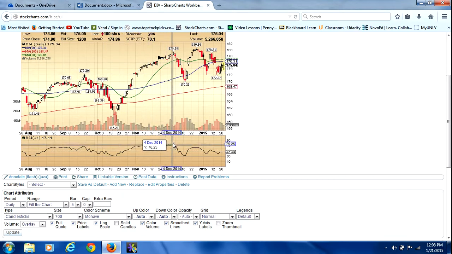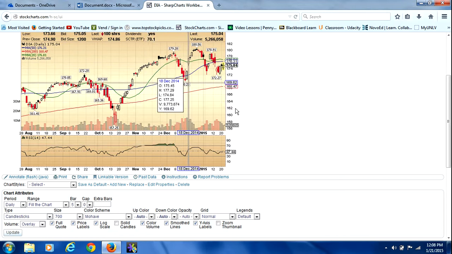All the way over here, you can see stockcharts is nice. It labels it clearly when it gets really overbought, and that's exactly where it was. Began to curl down sharply, and we saw a nice drop.